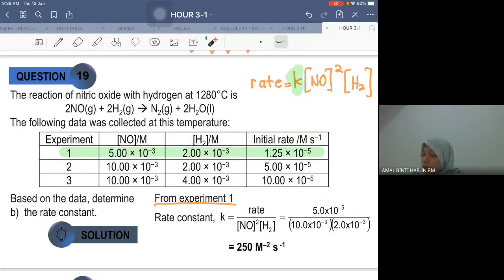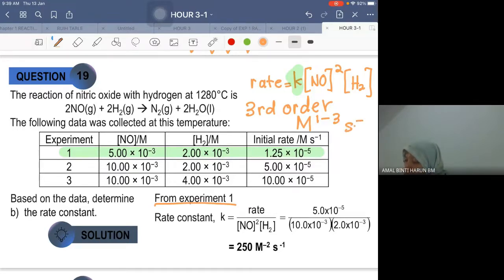Okay, bila kita dapat unit K, K mestilah ada unit kan? So dia adalah third order, betul tak? Third order. Since kita tak belajar third order, tak ada masalah. Unitnya kita ambil molar 1 minus total order 3. Masa dia apa? Per second. So, dia akan jadi apa? M negative 2 per second. Boleh?